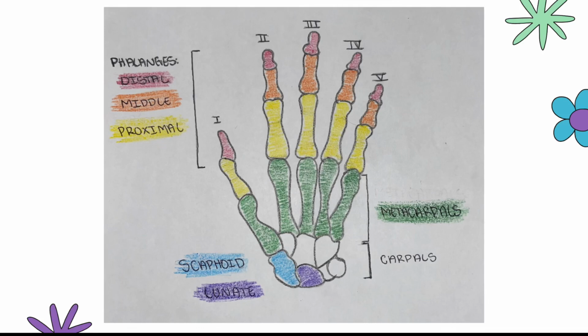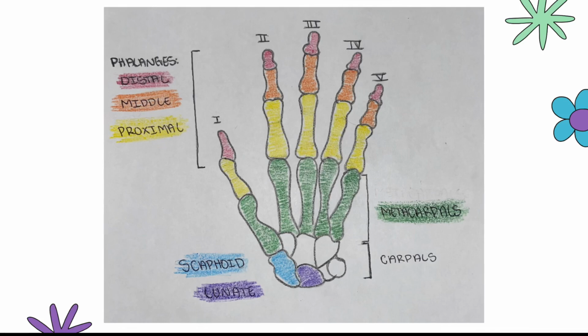But anyway, in the yellow is going to be the proximal phalange, and the orange up in 2, 3, 4, and 5 is going to be the middle phalange, and then the red in all 5 of our digits is going to be our distal phalange. And now that concludes all the parts of the pectoral girdle and the upper limb.